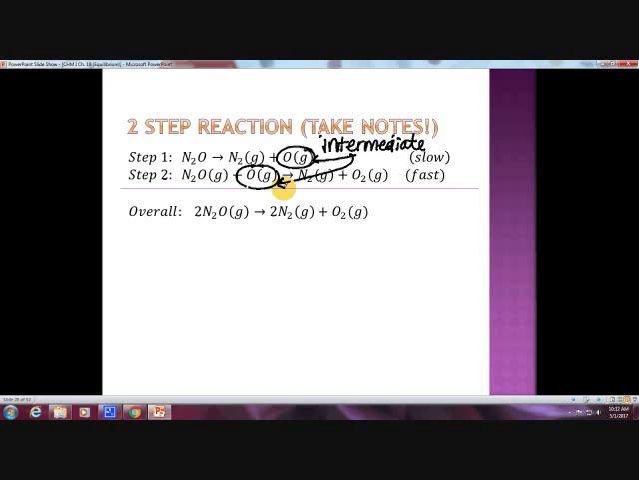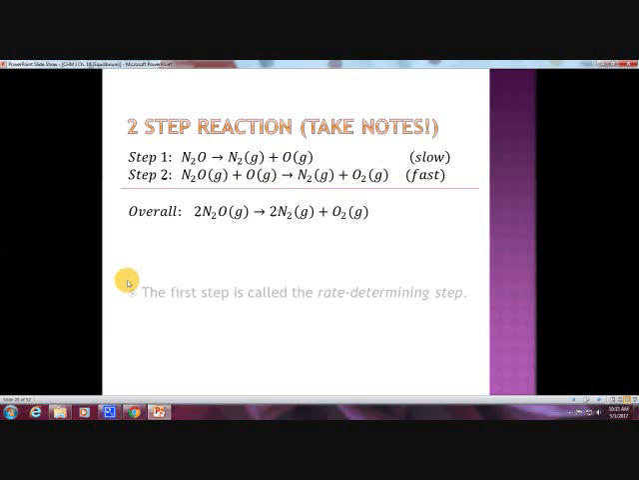To get the overall reaction, it's just like Hess's law where we add them together, but we're not dealing with the changes in enthalpy, so we don't have to deal with all those numbers this time. Okay. You see how it says slow and fast? The slow and the fast are good indicators of what we call the rate determining step. Step 1 is the rate determining step.